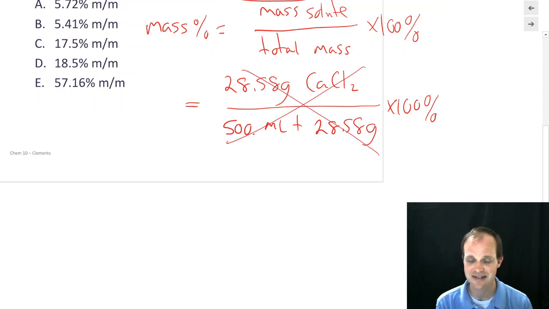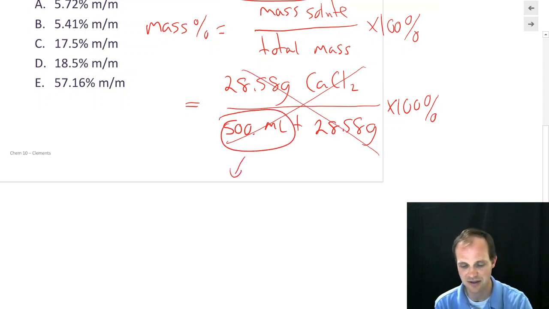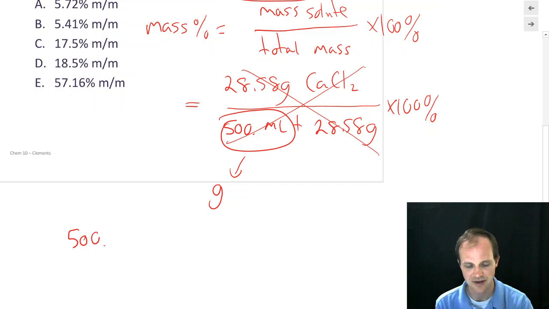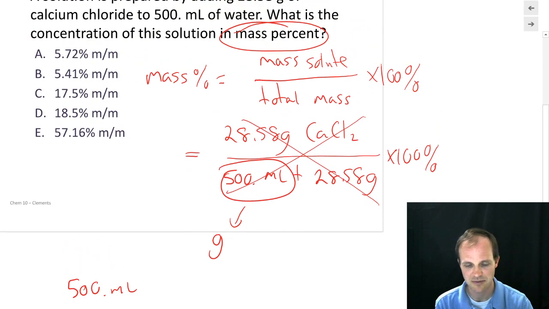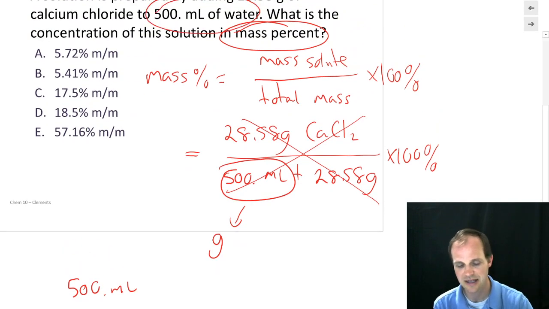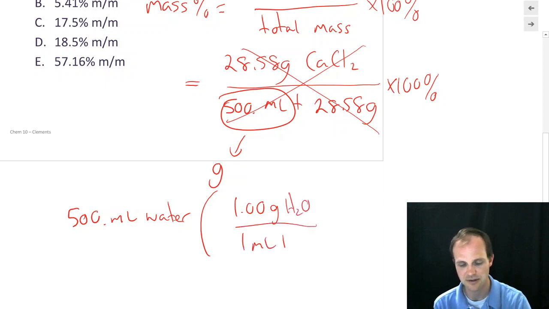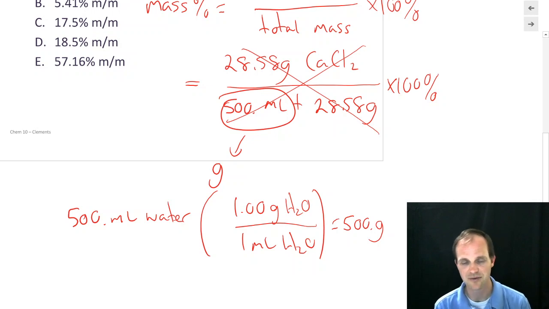What do I have to do? I have to add the same unit. So somehow I've got to get those milliliters into grams. And hopefully you've heard this enough times. Grams and milliliters, that's density. So 500 milliliters, what is the milliliters of? It's of water. Oh, thank goodness it's water, because what do we know? We know for water that the density is 1.00 grams for every 1 milliliter. It's just a number I expect you to know and be able to use off the top of your head. And so we do get that this is 500 grams of water.